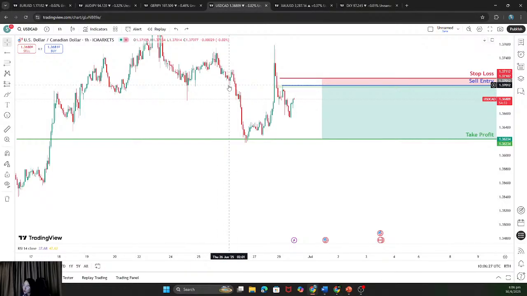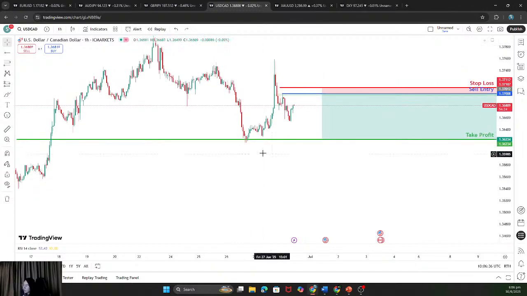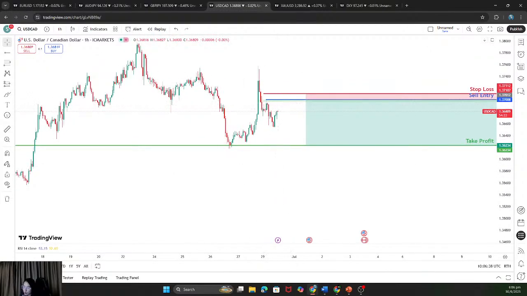If I'm being very honest with you guys, I am not very confident with this entry. It looks so good to be true. It looks too clean. Usually, if you trade long enough, you'll notice that things that look too good to be true usually end up being too good to be true, okay?